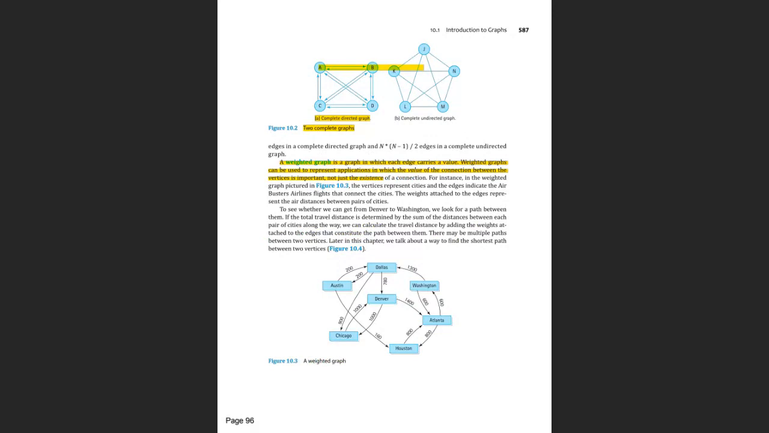From A, you can go to B directly. From A I can go directly to D. From A I can go directly to C. Same, from B I can go to A, from B I can go to C, from B I can go to D. From D also I can go to A, I can go to B, I can go to C. From every node you can go.